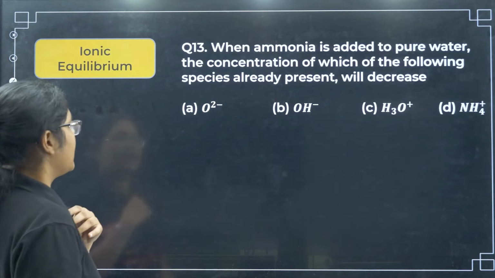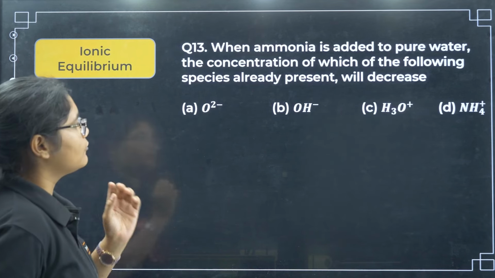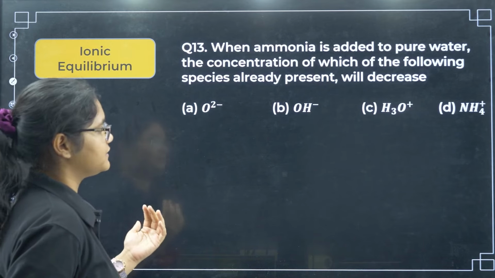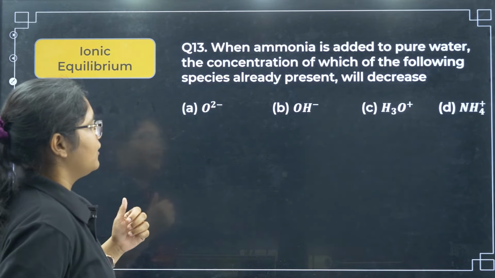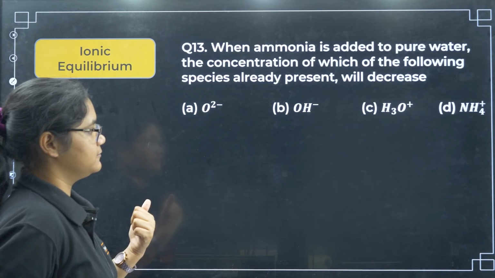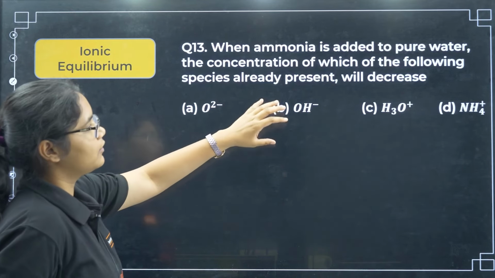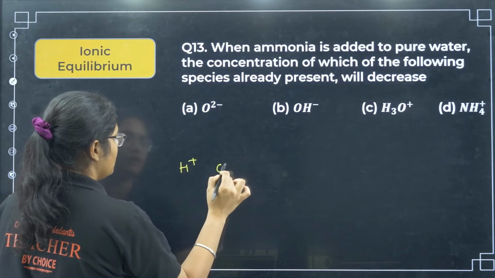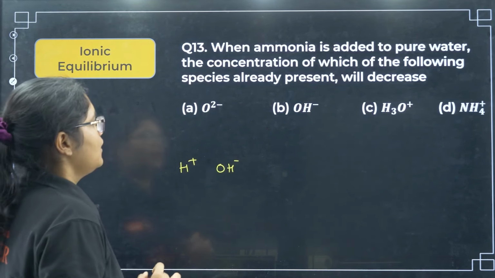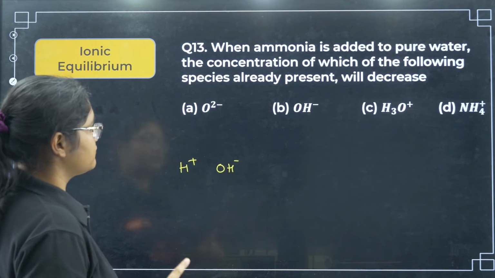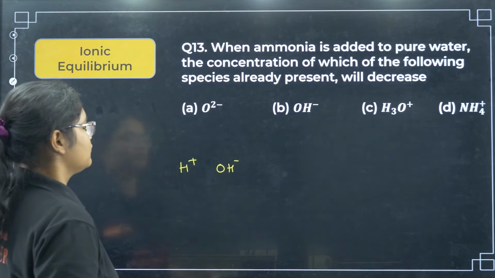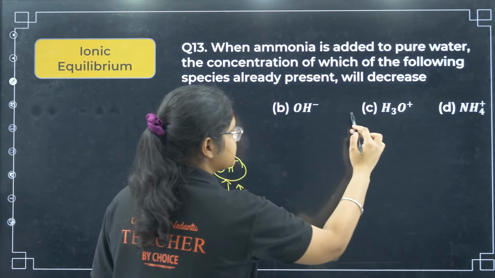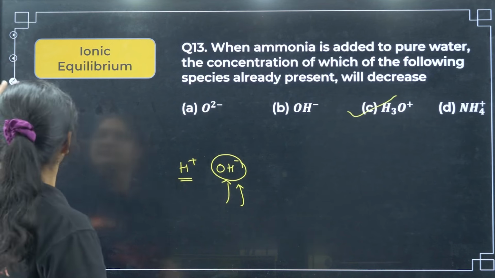Next, ionic equilibrium, we will do certain questions. When ammonia is added to pure water, the concentration of which of the following species already present will decrease? Now see, ammonia is a base, right? So when ammonia is added to pure water, in pure water what we have? H plus and OH minus. Now what will happen? The concentration of which of the species already present will decrease. So when you add base, like ammonia is a base, base concentration will increase, acid concentration will decrease, so that is why option number C here.